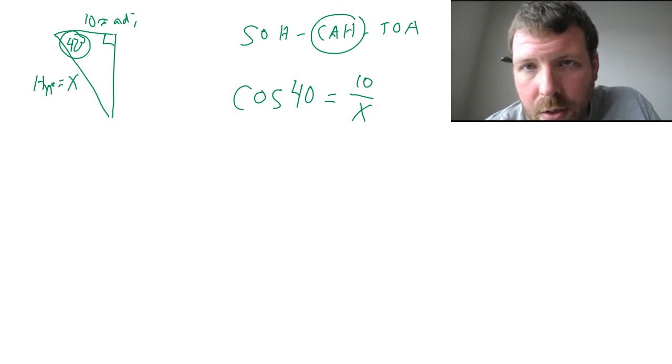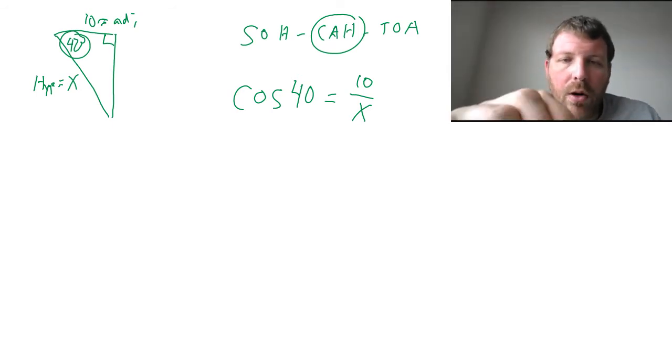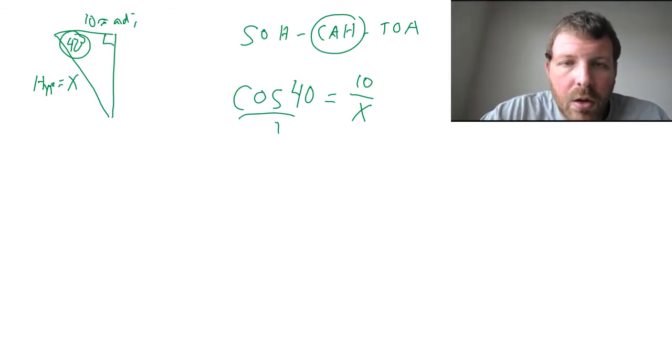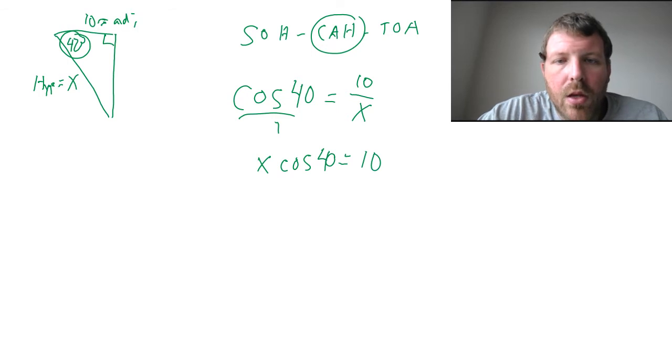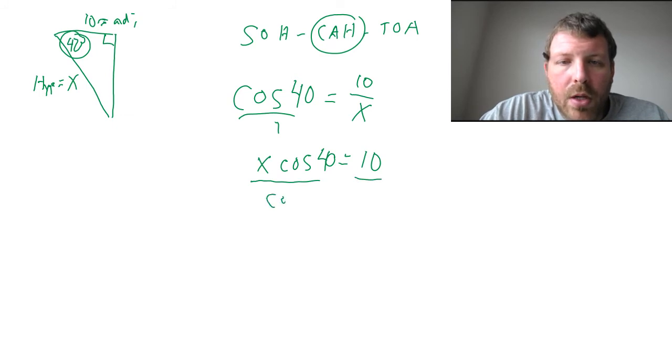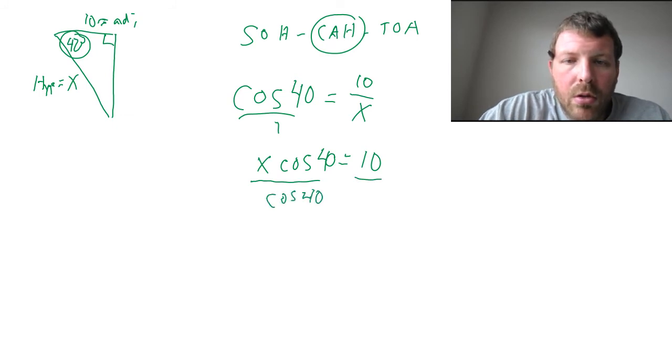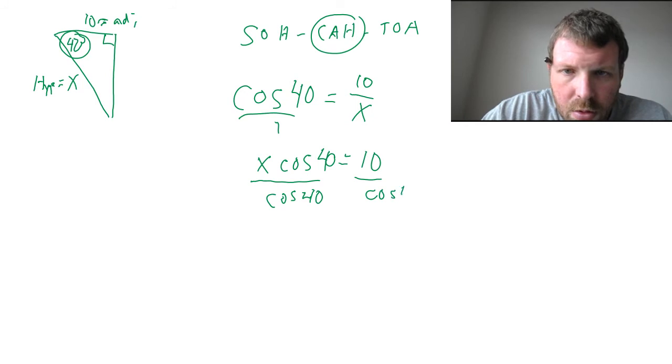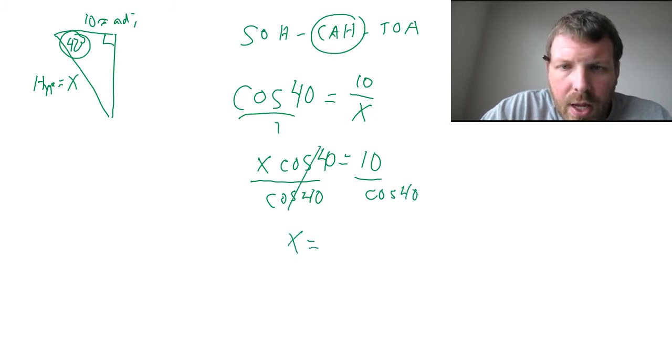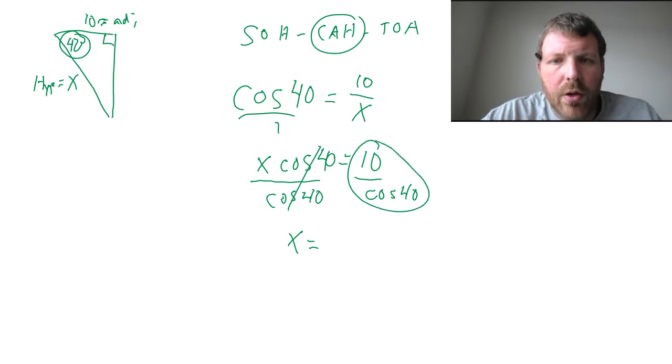So again, we're just going to do the same thing we did with that tangent problem. We're going to go ahead and throw this over a 1. We're going to cross multiply, and we're going to get x cosine of 40 equals 10, because 10 times 1 is 10. And what I want to do then is divide both sides by the cosine of 40. So that means I have x equaling 10 over the cosine of 40.